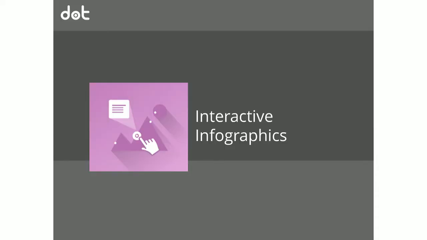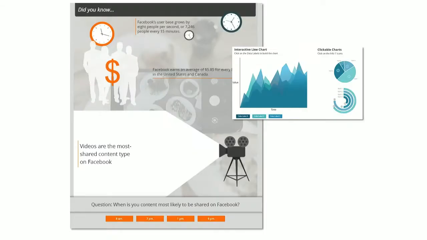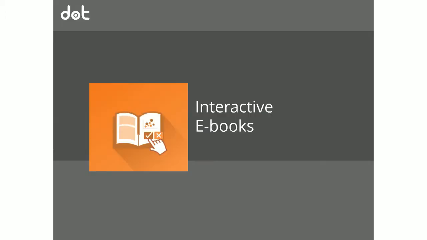Interactive infographics. Perhaps you've seen this before, but interactive infographics are an upgrade on infographics, where you can have animations, you can have questions in the infographic, voting. People can build their own graphs by clicking on things, clicking on labels and so on. So there's lots of things you can do here as well.